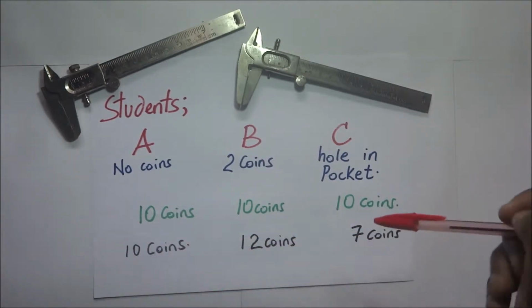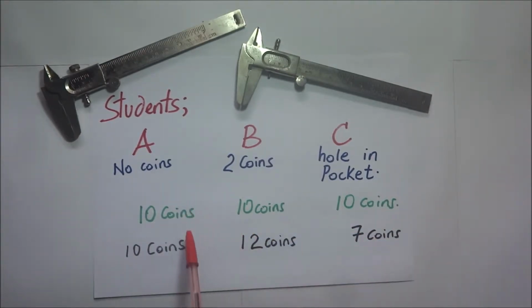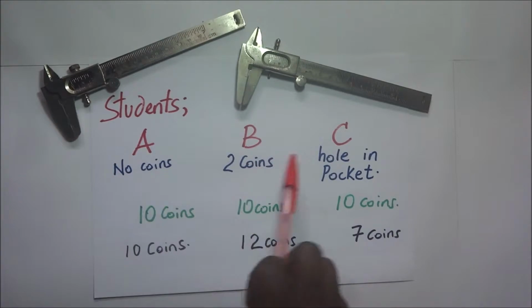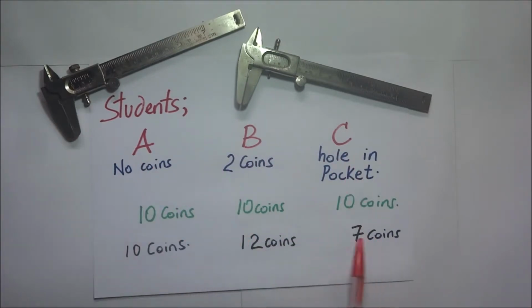Otherwise, if there were no errors at all, it would mean that when the security guards count the coins, they would all be 10 all through. But because there are different initial conditions, the coins this guy is counting are different.